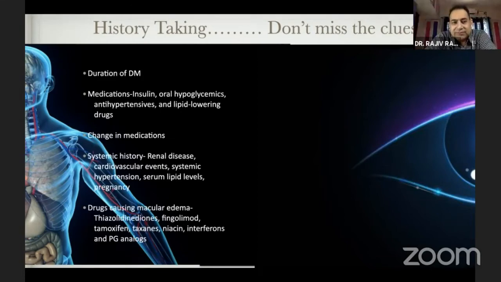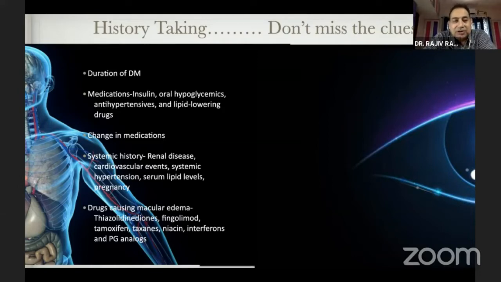The duration of diabetes, we know, is one of the most important risk factors for both diabetic macular edema and diabetic retinopathy as such. Medications which he is on: insulin, oral hypoglycemic drugs, antihypertensives, lipid-lowering drugs. Is there any change in medication? Many times when patients are transferred from an oral hypoglycemic to insulin, there is a sudden lowering of blood sugar, which aggravates the diabetic retinopathy. Sometimes they may develop diabetic macular edema.